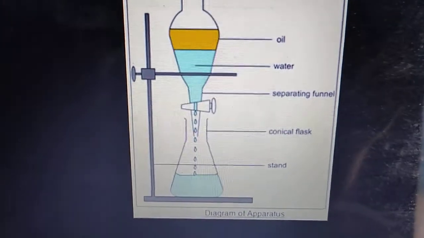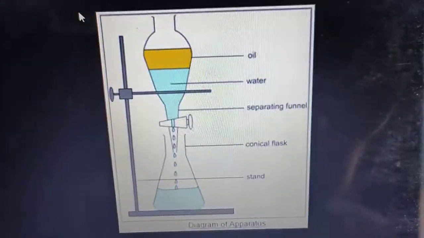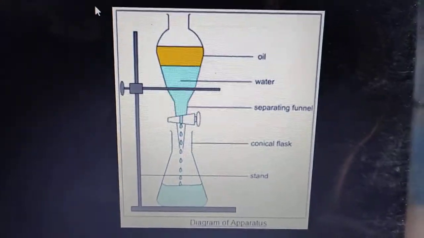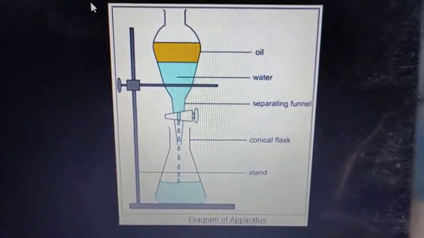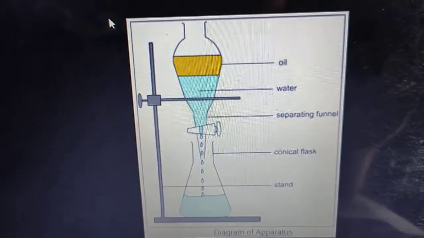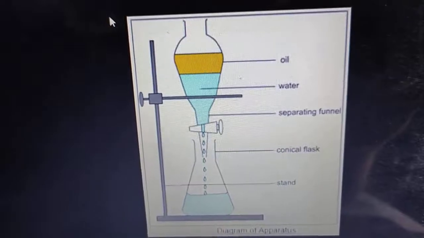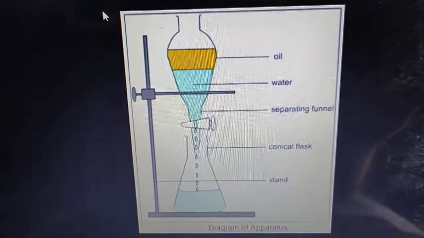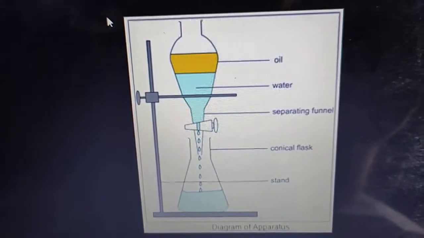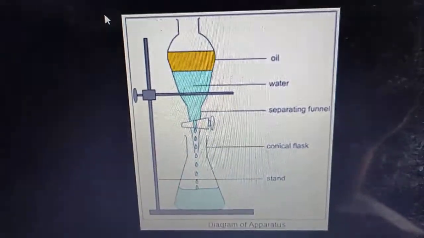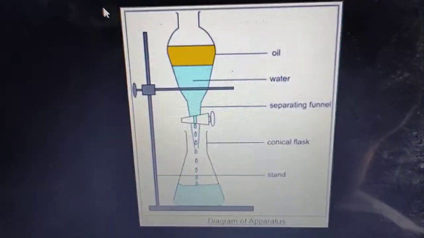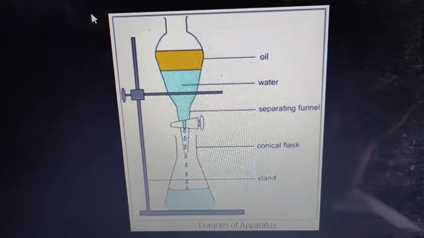The next method is separation using a separating funnel. This method is used to separate immiscible liquids. What are immiscible liquids? The liquids which do not dissolve in each other are called immiscible liquids. For example, oil and water. The two liquids do not dissolve in each other completely, so they are immiscible liquids. And how can you separate immiscible liquids? By using the separating funnel method.